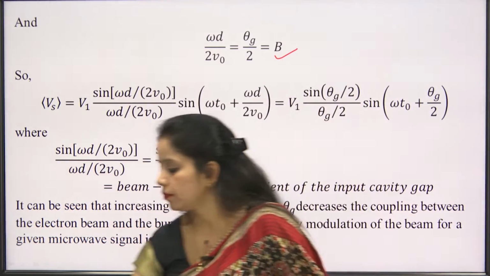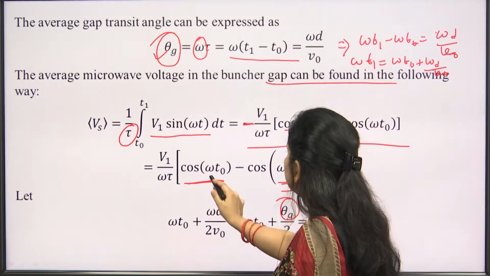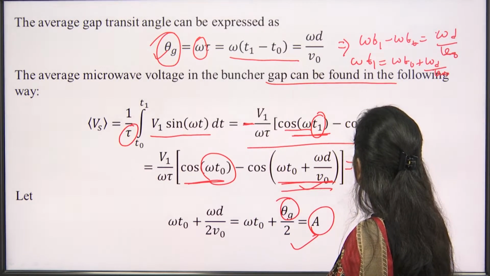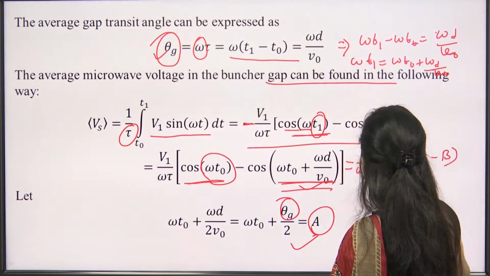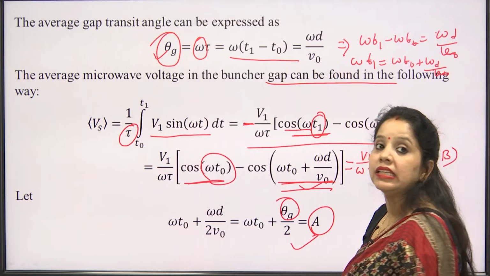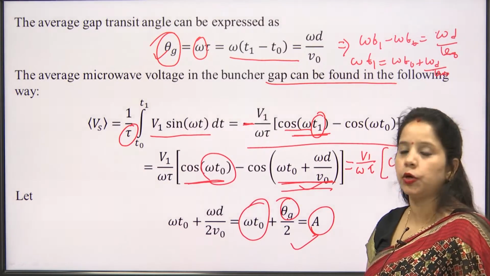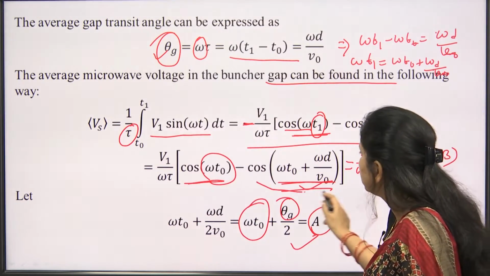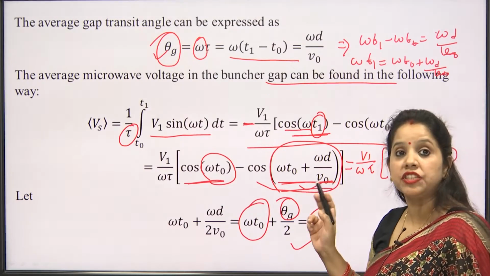So, this expression, we can say this is V naught upon omega tau and this is cos A minus B, because A is omega T naught plus theta g by 2 and B is theta g by 2. So, when we take A minus B, we are left with omega T naught only. So, the first expression is cos A minus B, and this one is omega T naught plus theta g by 2, and B is theta g by 2.